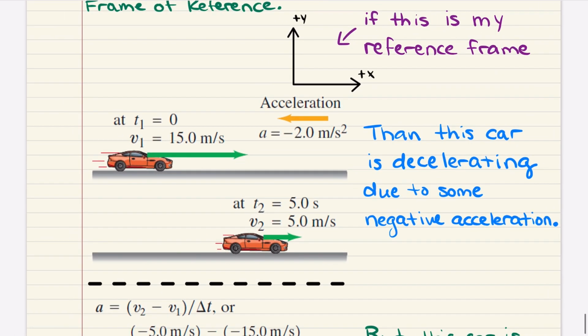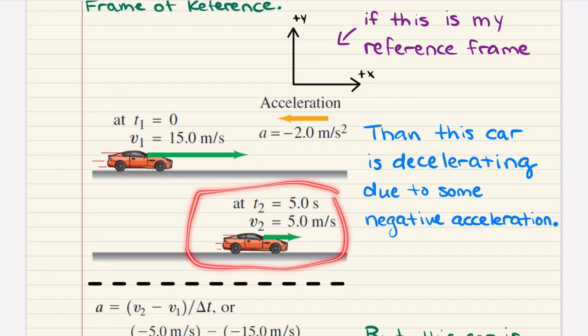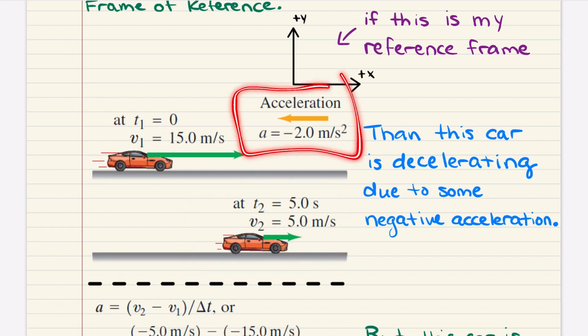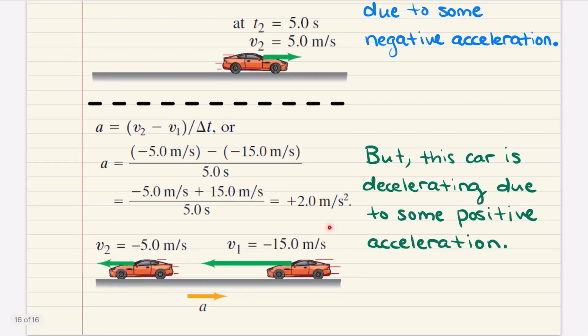Then we can say that this car, which starts off at 15 meters per second and decelerates to 5 meters per second, experienced some negative acceleration. So it decelerated due to some negative acceleration. But if the car was traveling in the opposite direction, and it was initially negative 15 meters per second and decelerated to negative 5 meters per second, then it still decelerated because the magnitude of its velocity decreased. It slowed down, quote unquote. But the acceleration in this case is actually positive because the direction of acceleration doesn't depend on whether the thing is speeding up or slowing down. It depends on what direction the object is moving.